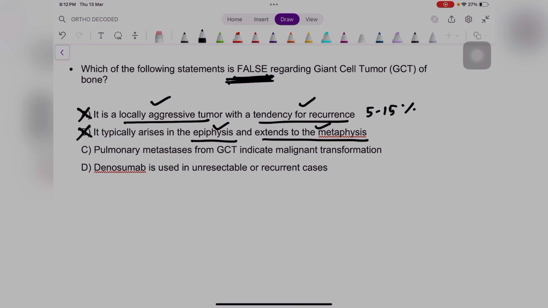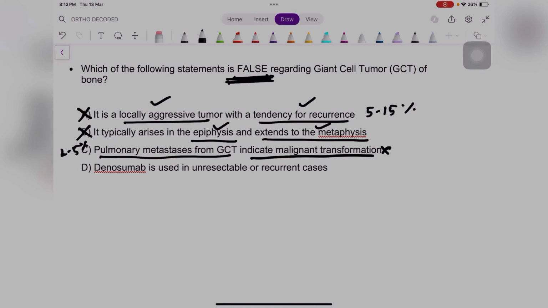Then pulmonary metastasis from GCT indicates malignant transformation. Yes, pulmonary metastasis can happen, which is around 2 to 5%, indicates malignant transformation. This statement is wrong. Okay, so these are locally aggressive and it can also metastasize to lung around 2 to 5%, but this does not indicate any malignant transformation.